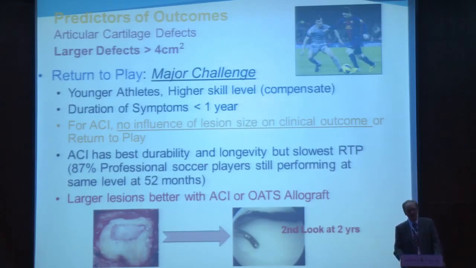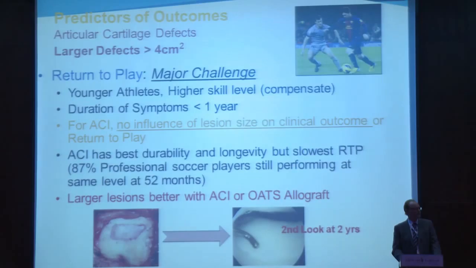So in the larger defects, greater than 4 square centimeters, that's the biggest challenge. And again, they're best in younger athletes, best in players that have had symptoms for less than a year. And for ACI, there's no influence of the size on the clinical outcome or the return to play. ACI has the best durability and longevity, but the slowest return to play, 12 to 18 months.